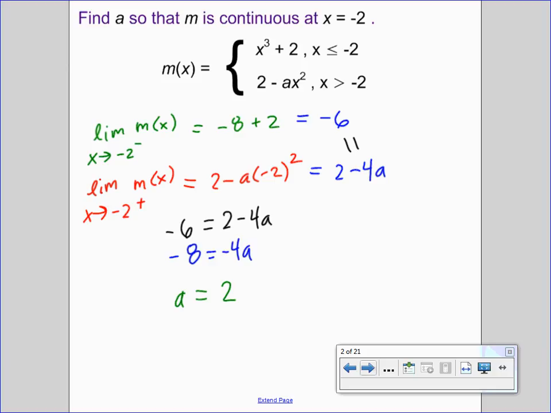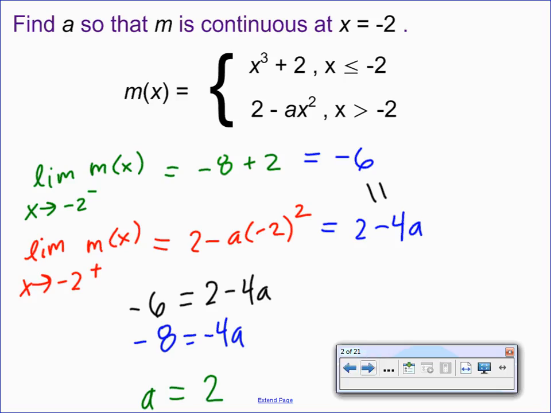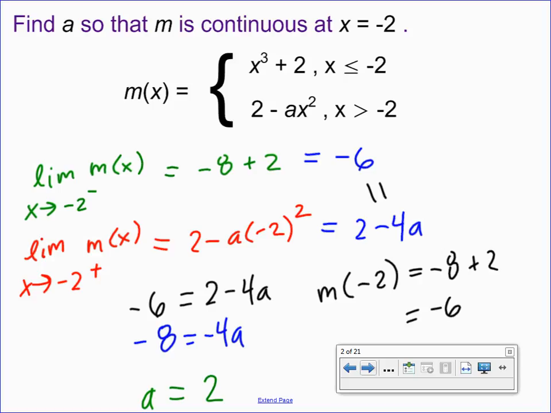Now we need to get the last piece, but it turns out, given my piecewise definition, we've already found our last piece. That is f of c, in this case, would be m of negative 2. Which rule would I use? I would use the top rule, for the or equal to, and I would get negative 2 cubed, which is negative 8, plus 2. We've already done this evaluation. We've already used that piece in our left-hand limit. Because this is an or equal to, this is kind of an extra piece. It was already built into my left-hand limit.